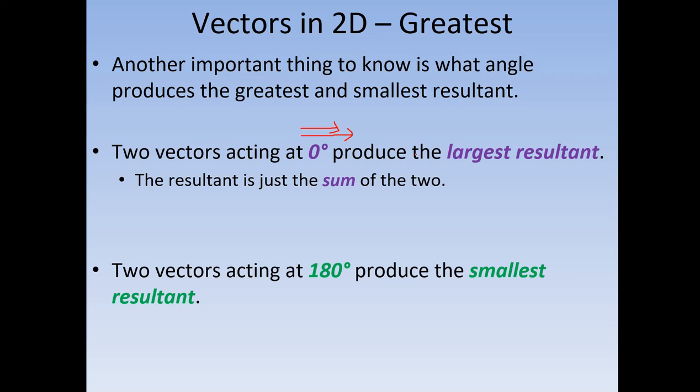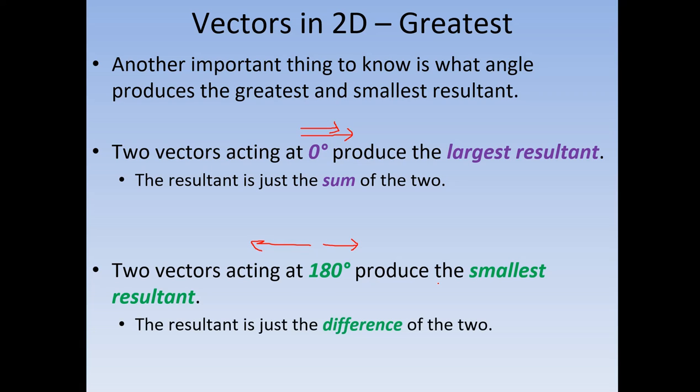Then on the flip side, two vectors acting at 180 degrees, so going in complete opposite directions. This would produce the smallest resultant. So if you're trying to move a table, the smallest resultant possible would be if you're pushing in one direction and another person is pushing against you. That would give you the least resultant possible. And the resultant from here is the difference between these numbers. So if we used these examples before, let's say I'm pushing with 5 newtons and my son pushes with 3 newtons.